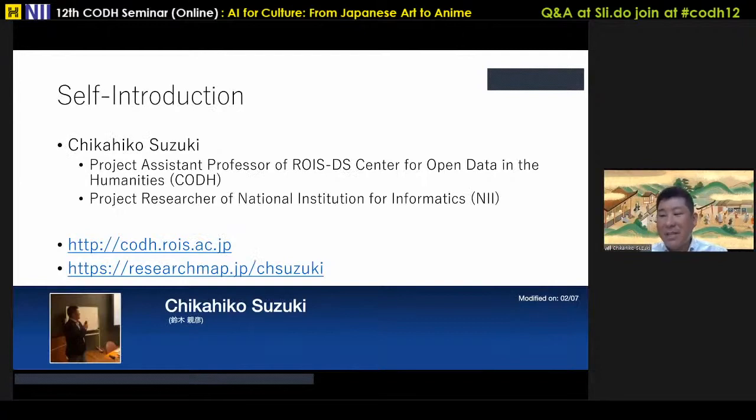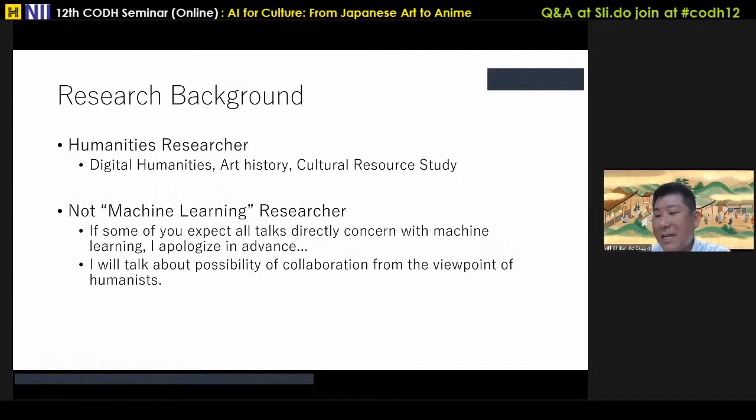So, self-introduction. My name is Chikahiko Suzuki. I am a project assistant professor of ROIS-DS Center for Open Data in the Humanities. I also belong to the National Institute of Informatics. And I am a humanities researcher. My profession is digital humanities, art history, and cultural resource studies. So I'm not a machine learning researcher. If some of you expect all of today's talks to be directly concerned with machine learning, I apologize in advance. But my presentation about KaoKore is an introduction to this seminar. I will also talk about the possibility of collaboration with machine learning from the viewpoint of the humanities. So, what is KaoKore?